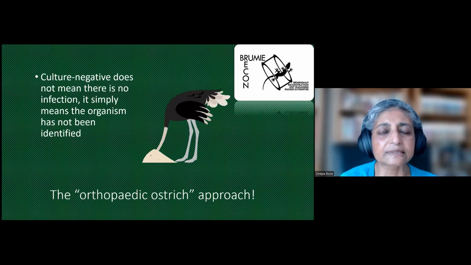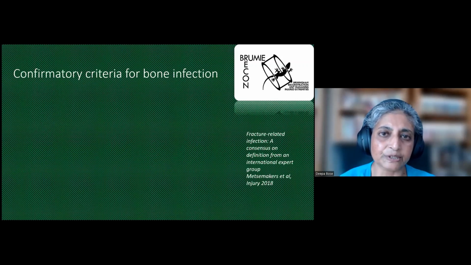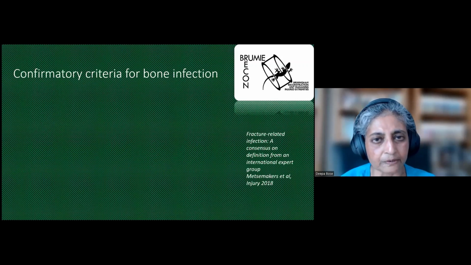So as you can see, there isn't a single way to diagnose fracture-related infection. It is a cumulative diagnosis. And there are some confirmatory criteria for bone infection, which have been put together by the Consensus Group on Fracture-Related Infection, who have published extensively on the topic. And I recommend that you read their papers. So the confirmatory criteria are as follows.